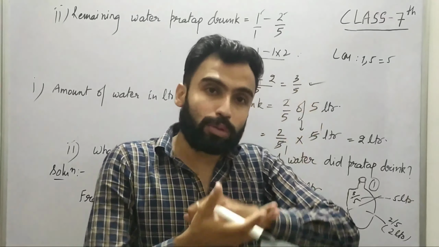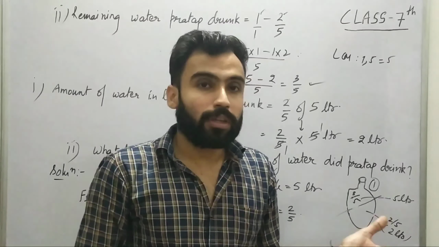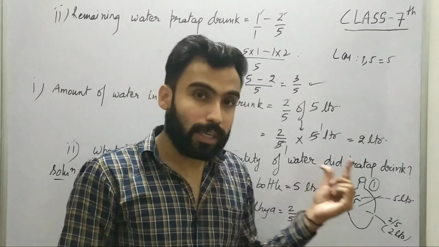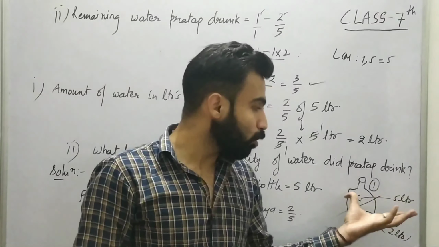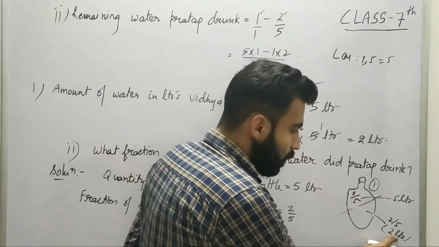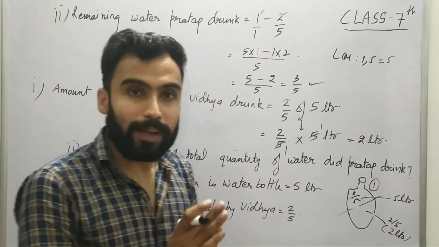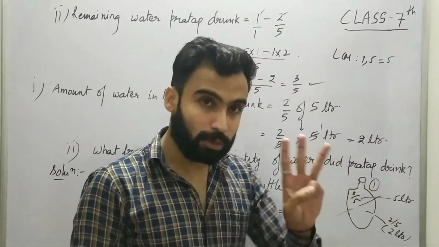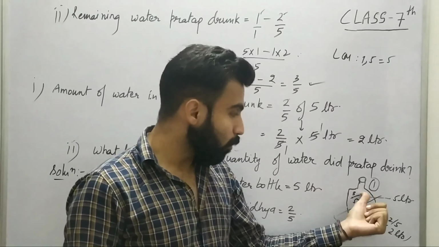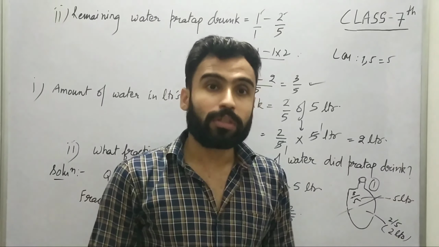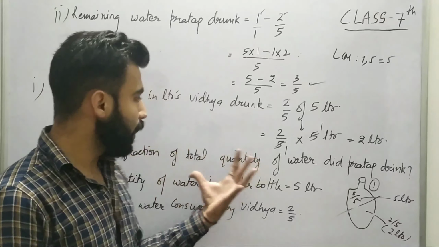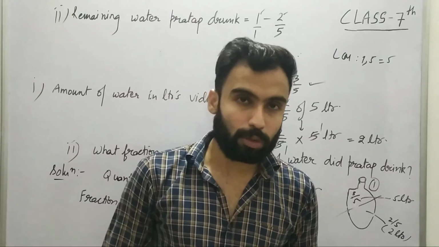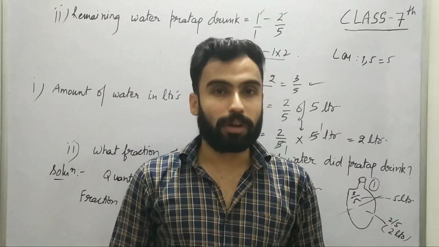So if it was also given that we have to find out the quantity of water in liters Pratap drank, then we can also find it out. Like you can see that 2 liters of water was drunk by Vidya, so out of 5 liters, 5 minus 2 remaining is 3 liters. That means the quantity of water drunk by Pratap was 3 liters. But there's no question which is asking us to find out the quantity of water drunk by Pratap.